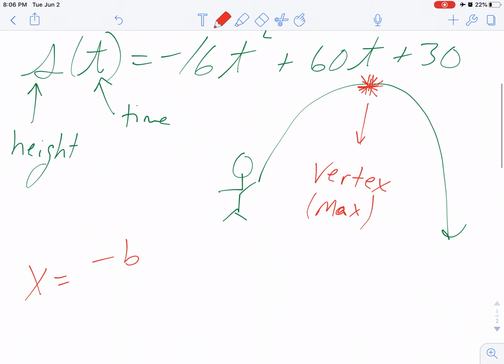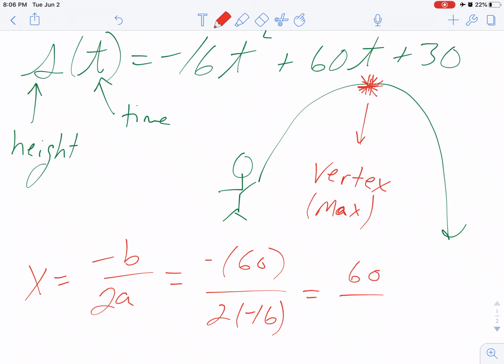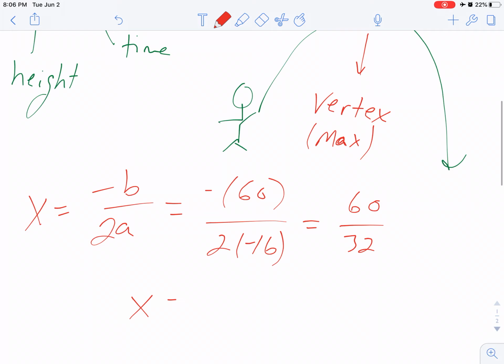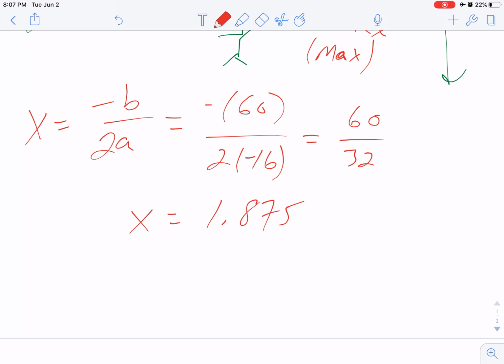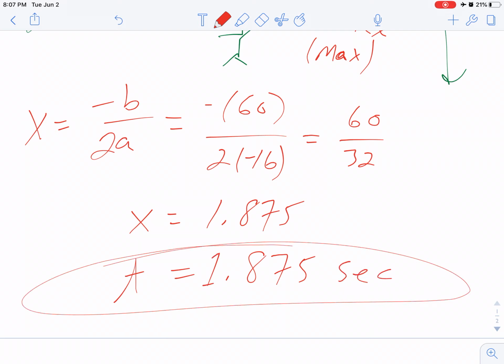So we're just going to go back and use our little formula, negative b over 2a, and calculate our vertex. So that's going to give us 60 over 32. 60 divided by 32 is 1.875. Now I used x there. You know, the problem is using t for time, obviously. So 1.875 seconds is one of the answers.